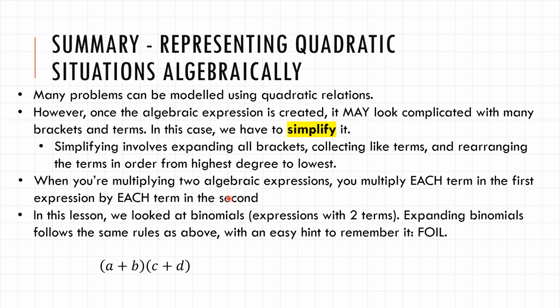And in the lesson where we learned how to represent quadratic situations algebraically, we looked at binomials. So if we were to apply this rule, the quick and easy way to remember it is FOIL. We multiply the first two terms, the outer two terms, the inner two terms, and finally the last two terms. And then we add all these together. And that right there is how you expand a binomial.